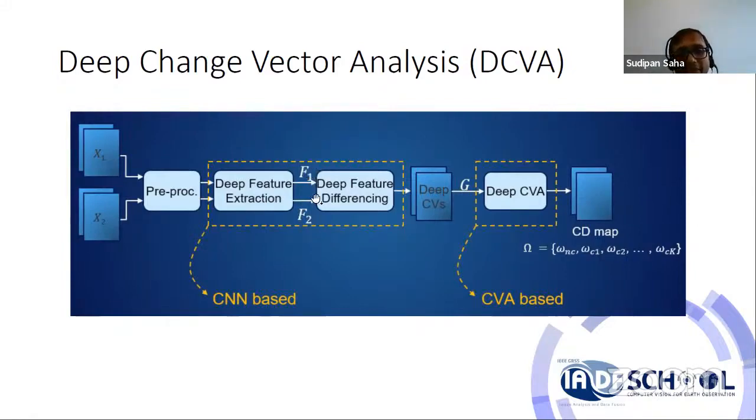Now you take this F1 and F2, and what you can simply go for is a deep feature difference. What you obtain is a deep change vector, which characterizes the change. And if it was not clear, let me tell you clearly that this operation is going on pixel by pixel, okay? So for each pixel in the analyzed area, what we get is a deep change vector characterizing the change information, which we call G. Then we can go for an operation called deep change vector analysis to obtain the unchanged class omega nc and different kinds of change classes, omega c1, omega c2, up to omega ck. So how do we do that? Let's go into a bit more detail in the next slides.